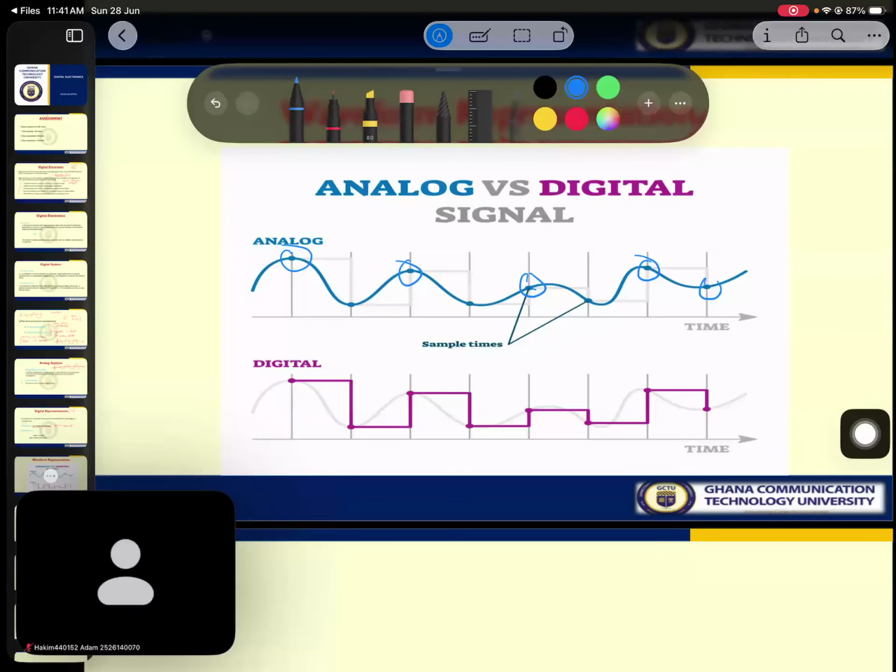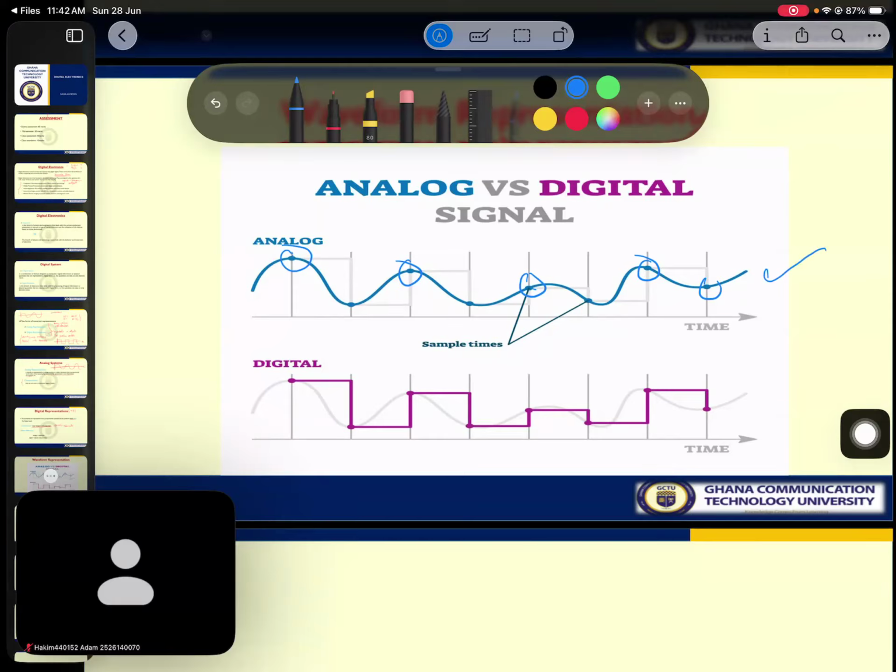So this is a diagram that depicts analog signal representation compared to digital signal representation. Analog signal representation with that of digital signal representation. So that is what I have explained.